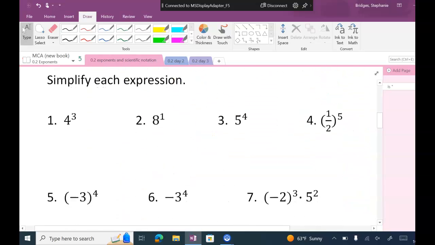So we do not leave any negative exponents in our answers. That is not completely simplified. And again, if you have any numerical base raised to a power, we are going to actually figure out what that is.